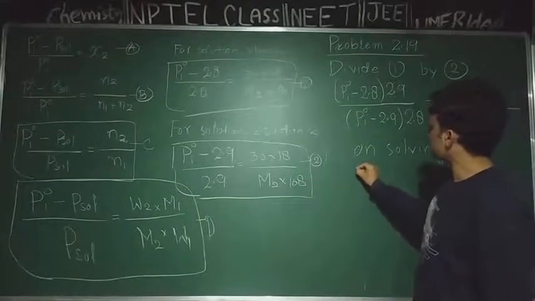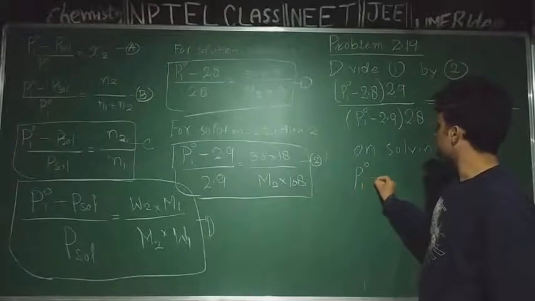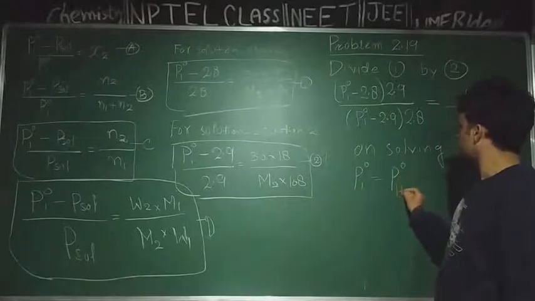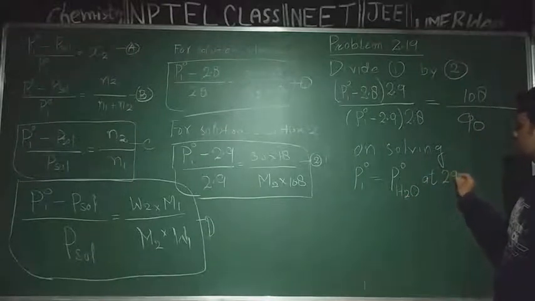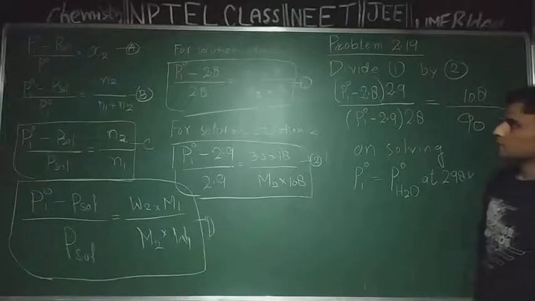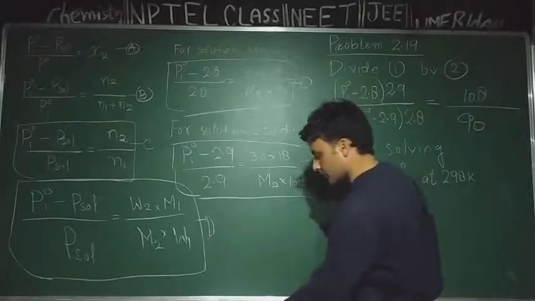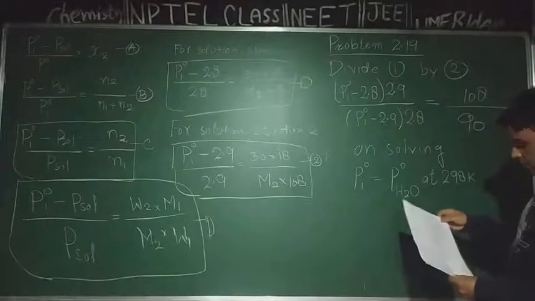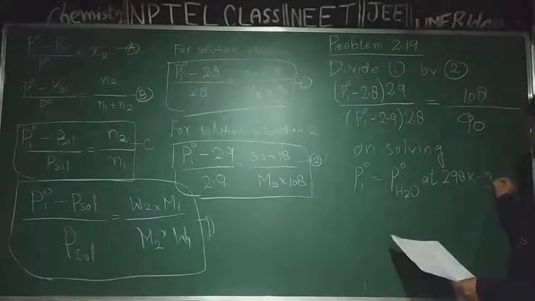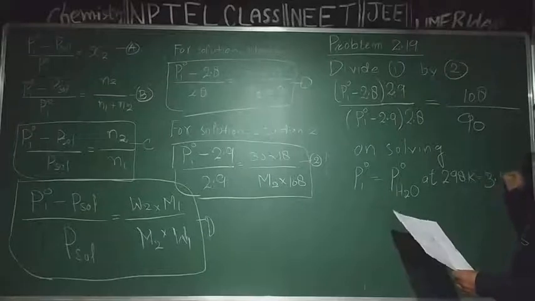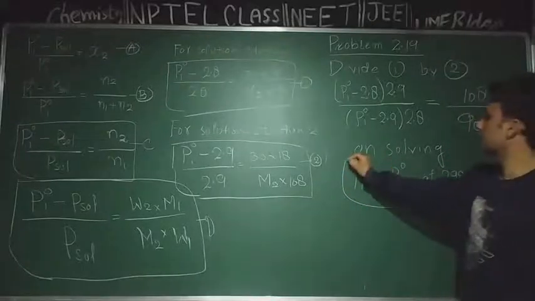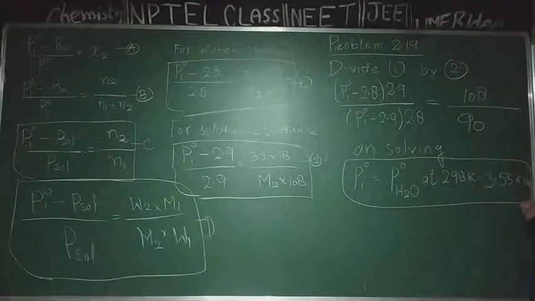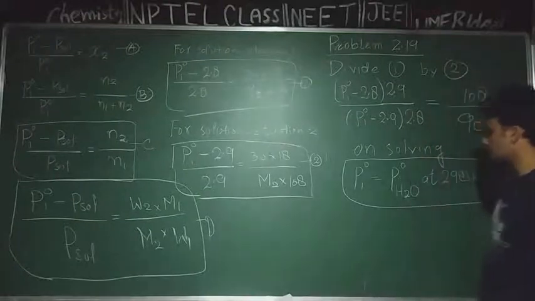On solving, P₀₁, which is the vapor pressure of pure water, P⁰ water at 298 Kelvin, which obviously will be greater than 2.8 or 2.9, comes equal to, I have made my calculations, 3.53 kilopascals. This is the answer to the second part of this question, in which I had to find the vapor pressure of pure water.